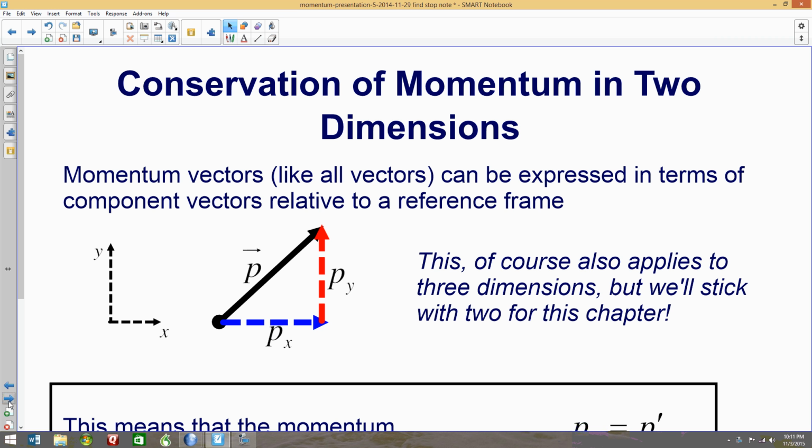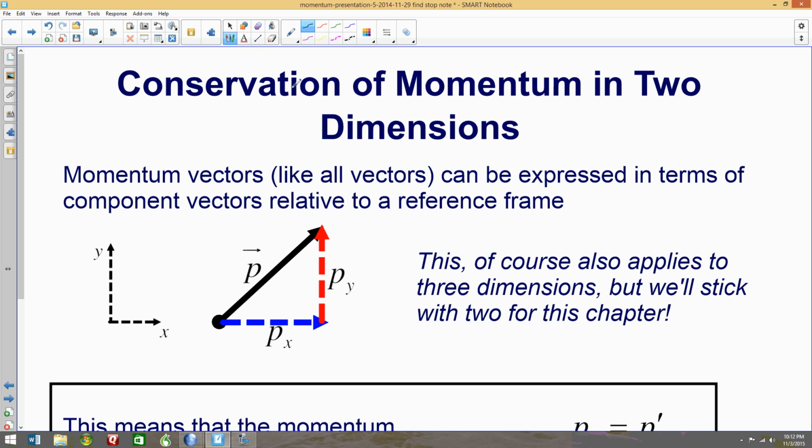Well, sometimes those vectors are not parallel to one another or anti-parallel, and that means we need to break them up into components. So remember that momentum is a vector and can be expressed in terms of its x and y components, as you see here.